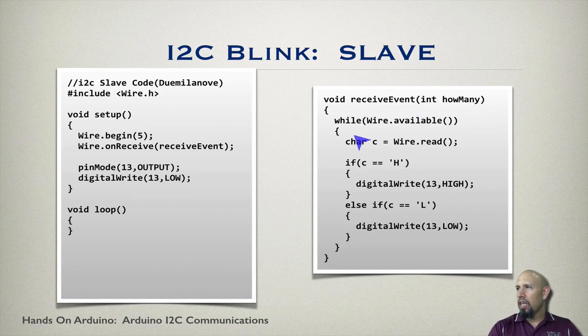So now within our interrupt service routine, we have a while loop, and in that while loop, notice that we're basically checking to see if something has come across. So when something is available, we read a character. If the character is an H, then we do a digital write high. If the character is an L, we do a digital write low. And so this is the code that's required to do the I2C communication.